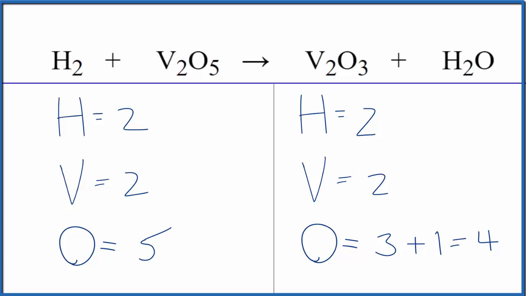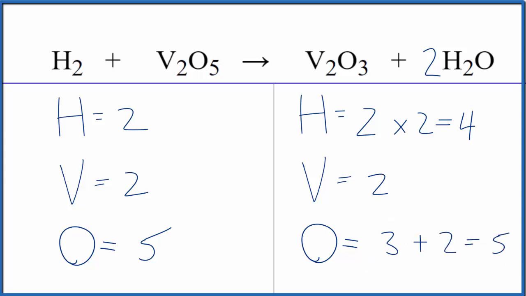If we put a 2 in front of the water, we'd have 2 times 2. So that gives us 4 hydrogens, but we said that's okay. Let's update the oxygens. Now we have 3 oxygens here plus 2 times 1. That'll give us 5. And then for the hydrogens, we just put a coefficient of 2 in front of the H2. 2 times 2, that gives us 4. We're done. We've balanced this equation.